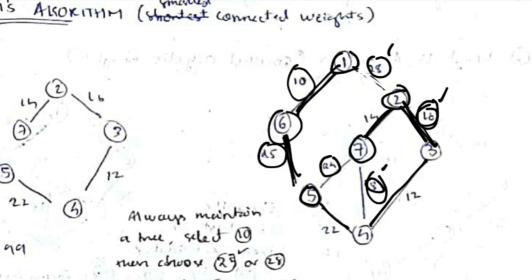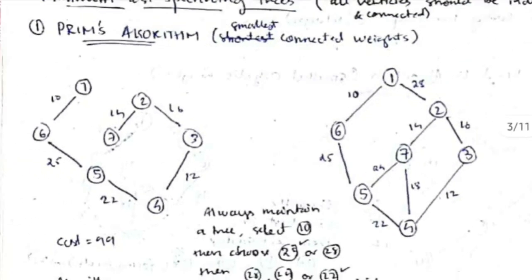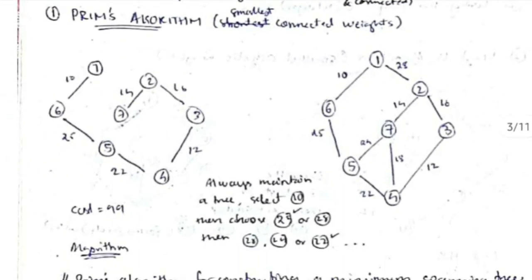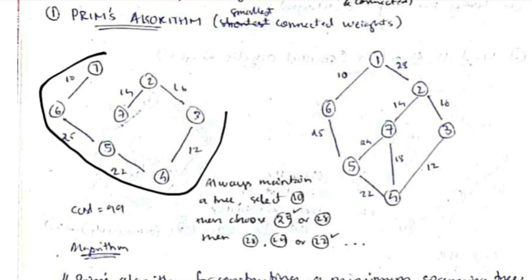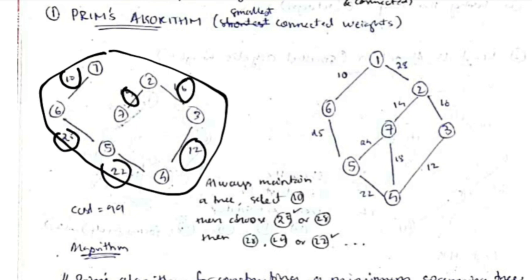Once we have selected all the nodes, see, 1 was selected, 6 is selected, 5, 4, 3, 2 and 7, all the nodes are selected, so we'll stop the process there, and what we'll have is the minimum cost spanning tree. So this is the tree using Prim's algorithm. The total cost will be the cost present at each branch; you add it and you will get the minimum cost of the spanning tree.